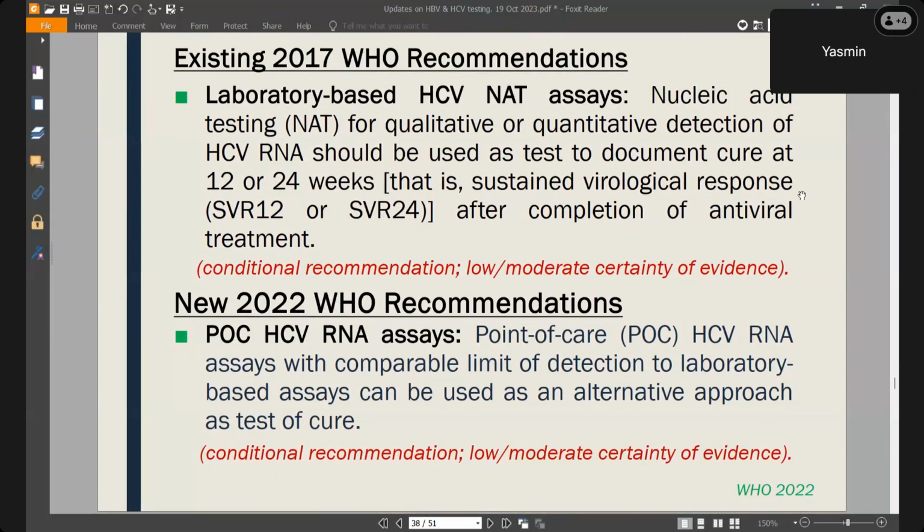The 2022 one talks about the use of POC, point of care HCV RNA, because it's the same thing, with a comparable limit of detection, so it can be used as an alternative. And as you can see, the recommendation is conditional and the evidence is still the same. This is the 2022 recommendation that you can also use the POC HCV RNA assay. Next.